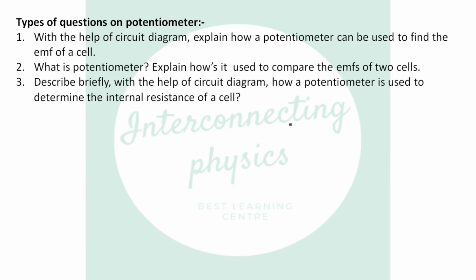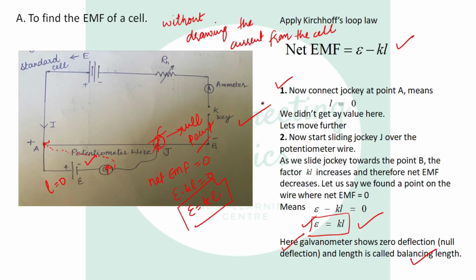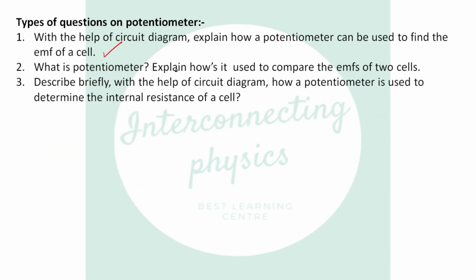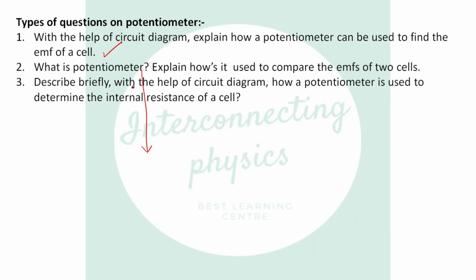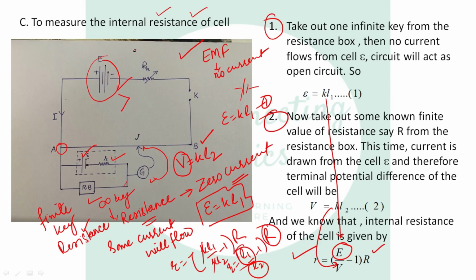Types of questions on the potentiometer that can be asked in exams. Number 1, with the help of a circuit diagram, explain how a potentiometer can be used to find the EMF of a cell. With the help of a circuit diagram means you have to draw this diagram and write this explanation. Question number 2, what is a potentiometer? How is it used to compare the EMF of cells? You have to write the definition of a potentiometer and then draw this diagram and write this explanation. Third question, describe briefly with the help of a circuit diagram how a potentiometer is used to determine the internal resistance of a cell. That means you have to draw this diagram and write this explanation in the exam.